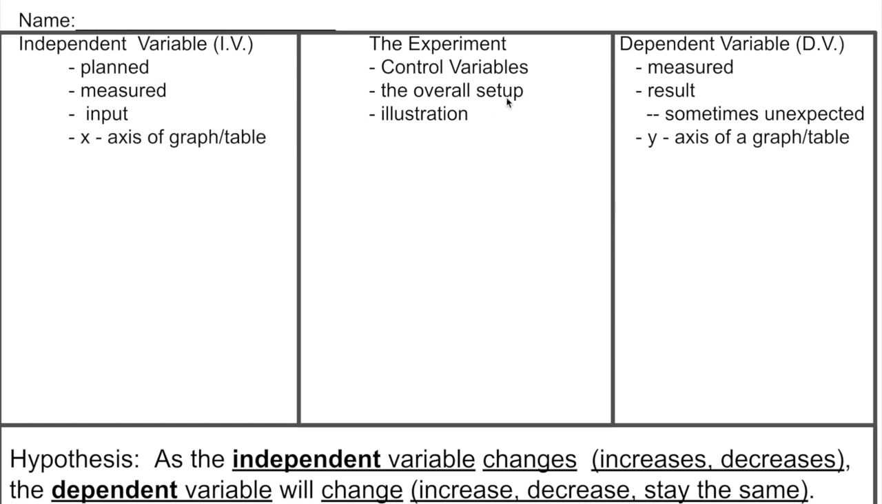So we can jump between each of these boxes as we are planning an experiment. And sometimes we have to start here in the middle first before we can go and look at the independent variable. So it really depends on what we're looking at. When we finish setting it up, then we should write our hypothesis. As the independent variable changes, the dependent variable will change. And when we say change, you should be talking in terms of increases or decreases. The dependent variable will increase, decrease, or stay the same. How will it change?